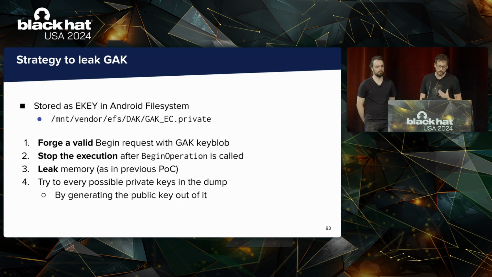So we came up with a strategy that is more or less the same as the previous one. The idea is to forge a valid begin request with this key. Then we send it to the secure world, we stop the execution, and from there we use the vulnerabilities to leak the memory. And finally, from the dump, we try all the possible private keys. And this time, we don't use encryption or signature. We try to generate the public key out of it, simply because it's faster, it's a multiplication.